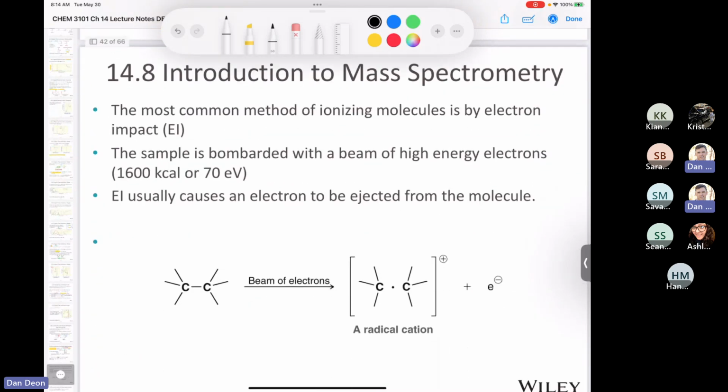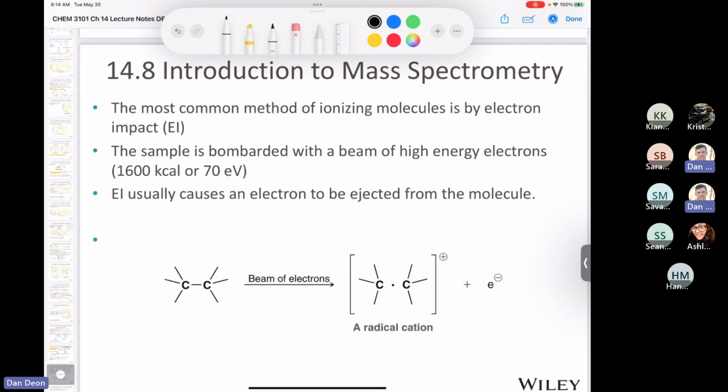Well, it's a great question. It says the most common method of ionizing molecules is by using electron impact, and it's exactly like it sounds. You literally hit the molecule with a high energy beam of electrons. You just smack it with some electrons. And it says here that the sample is bombarded with these electrons that have an energy of somewhere around 1600 kilocalories per mole or 70 electron volts. I'm never going to ask you to remember those numbers that I have underlined. The idea is that they have a lot of energy.